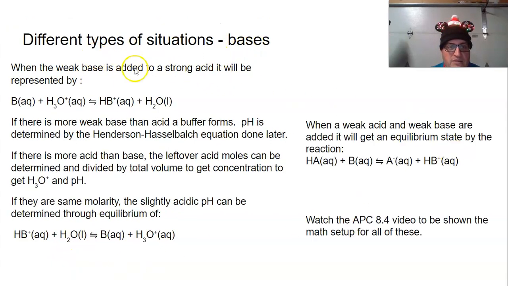Now, when we have bases, a weak base added to a strong acid, very similar. If there's more of the weak than the strong, you need to use Henderson-Hasselbalch, done later. If there's more acid than base, leftover acid moles can be determined. Divide by, again, the total volume to get hydronium, and then pH is pretty straightforward. Same molarity, you're going to end up with a slightly acidic pH.